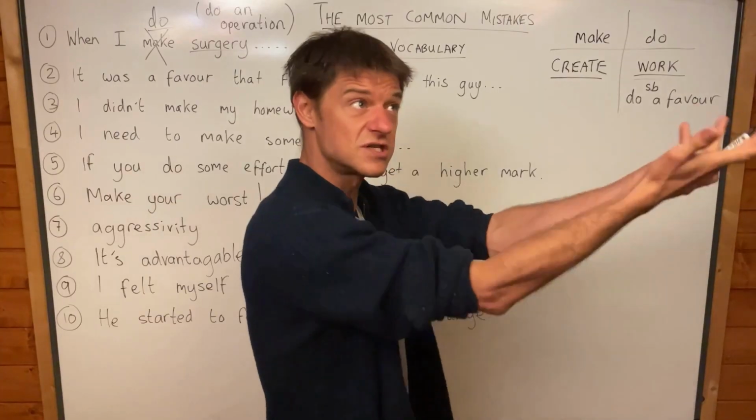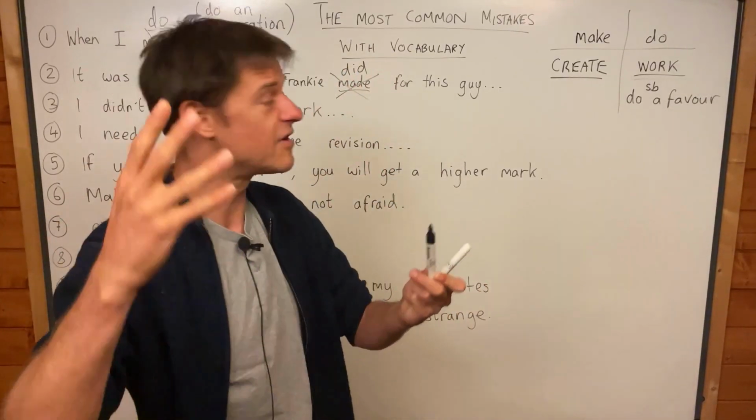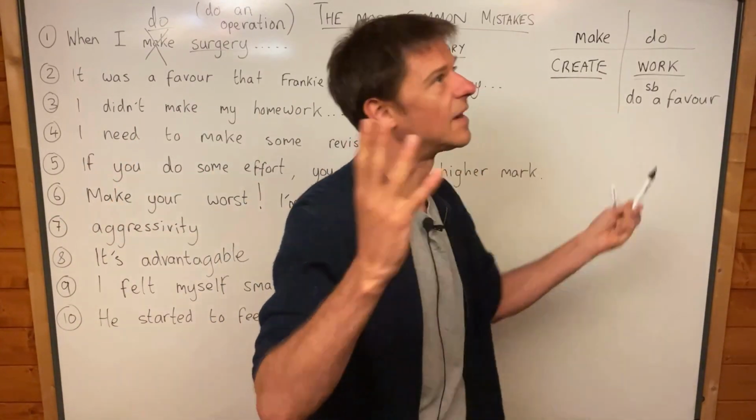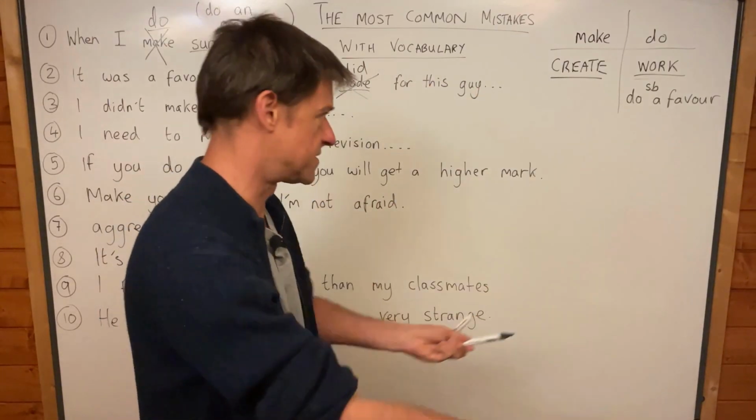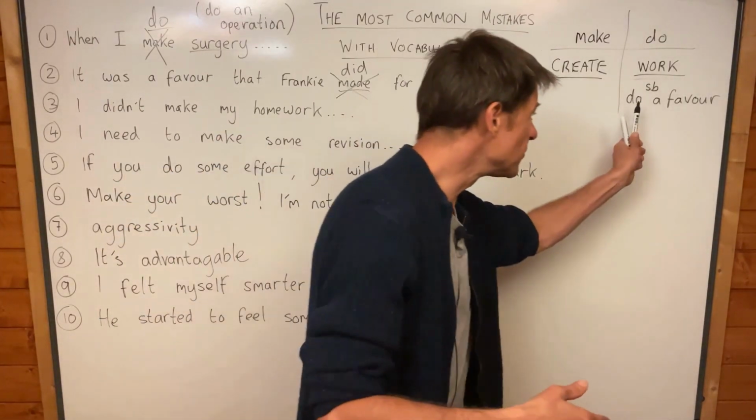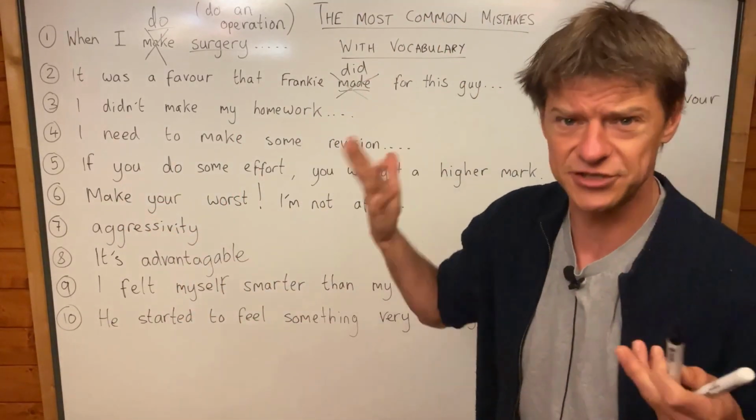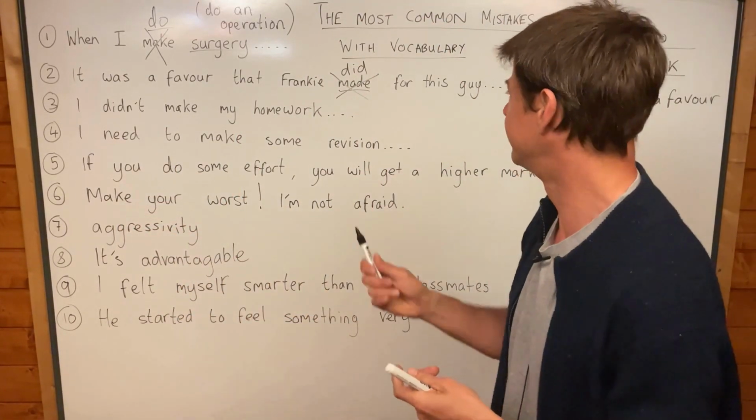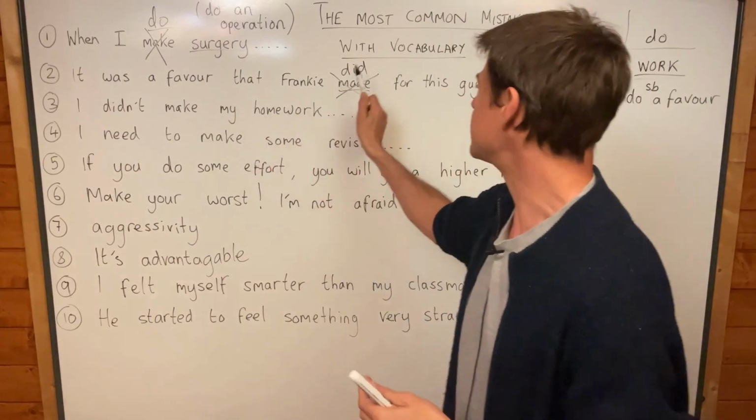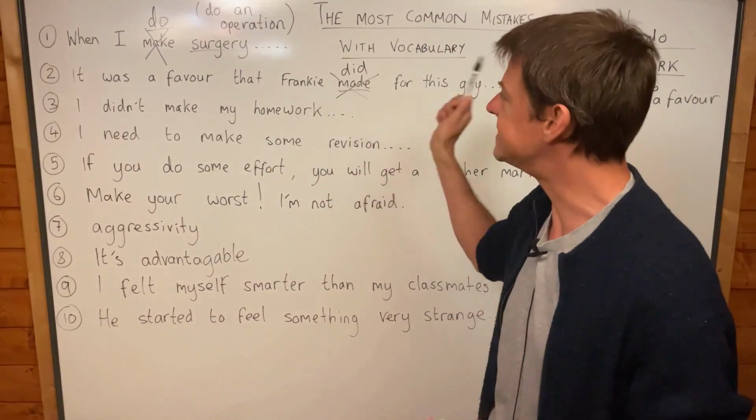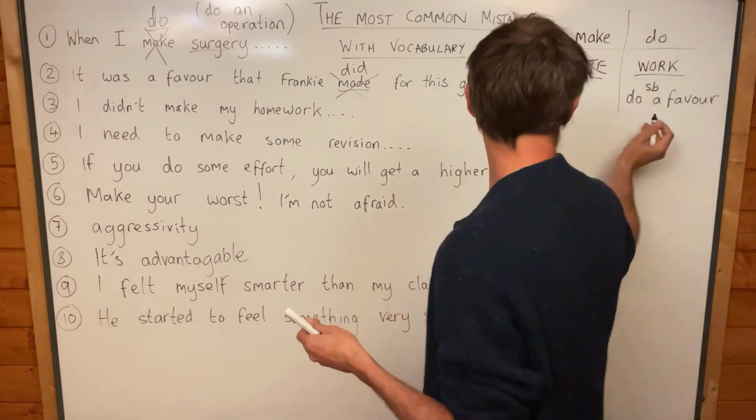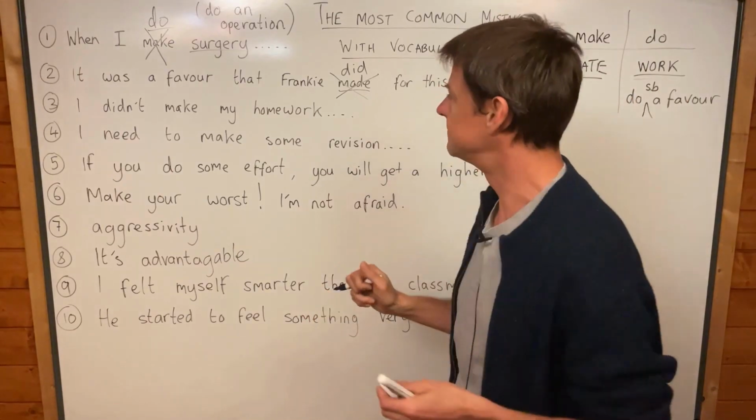You have an obligation to that person. And if that helps you remember it, fantastic. Do somebody a favour, you have an obligation to that person. So it's always do somebody a favour. You either memorise it or you rationalise it in some kind of way. So it was a favour that Frankie did for this guy. Frankie did him a favour, and it is do somebody a favour.